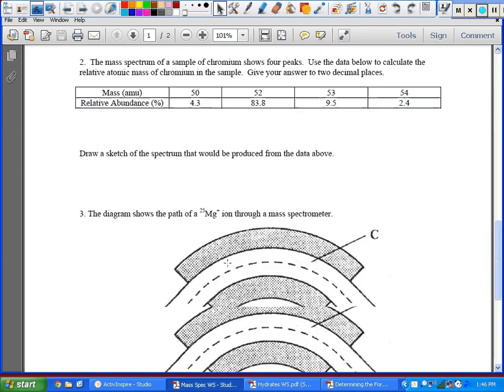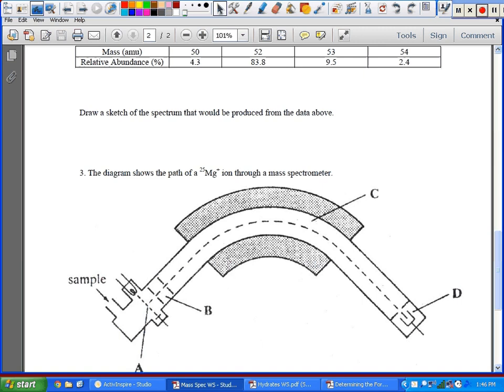Number 2. Yes, sir. Again, the 35 and the 37 represent what? The mass of the atom. The atomic mass of the atom. Okay? All right, so here's what I want you to do. I want you to actually practice calculating this.